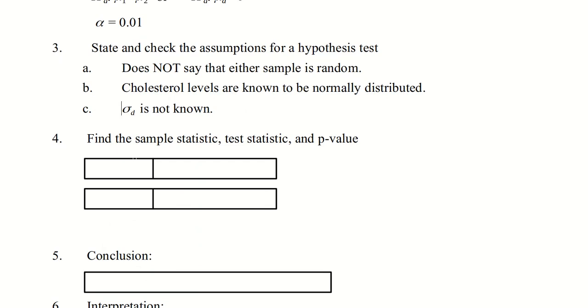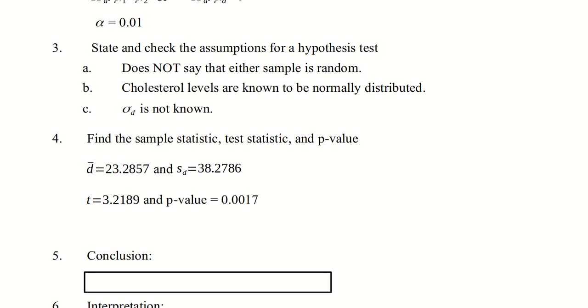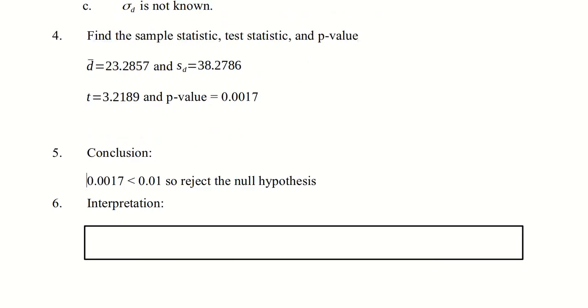Okay, so now we enter our sample statistics, our test statistics, and of course the p-value. So x bar from the calculator, we were looking at differences. So that's our d bar that's rounded to 4 decimal places. And our standard deviation of the differences also looked like S sub x in the calculator, but we were looking at differences, so that's S sub d. And then, of course, our t-score, 3.2189, and our p-value rounded to 4 decimal places. So that tells us that, well, that's well less than alpha.